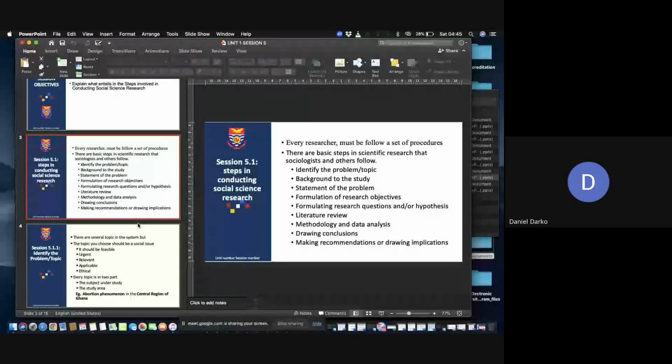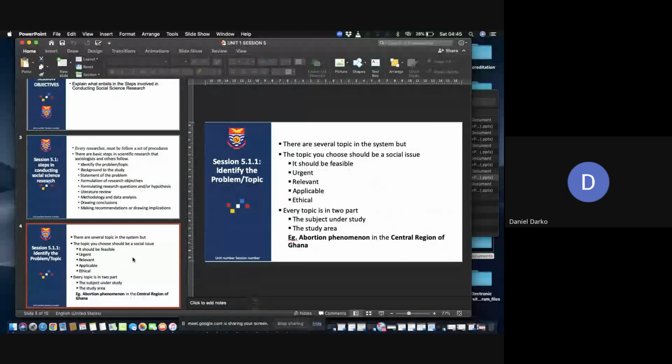Then we have literature review. We have methodology and data analysis. Then we draw conclusions. Then we make recommendations. So these are the scientific steps when conducting social science research. We are going to look at it one after the other. So the first one is identify the problem or topic.